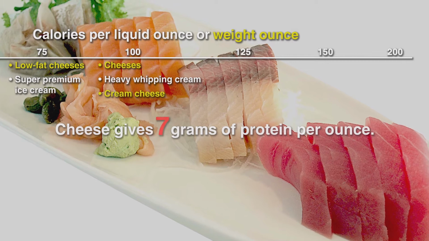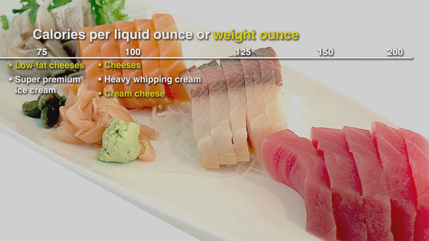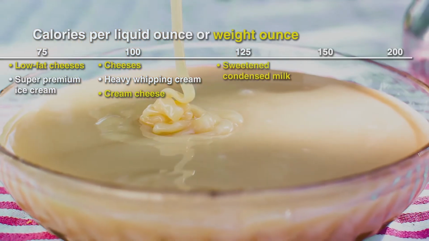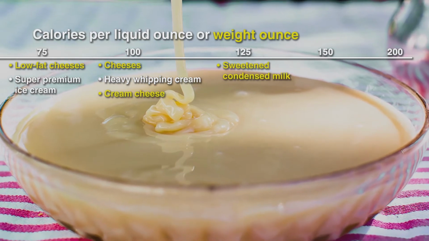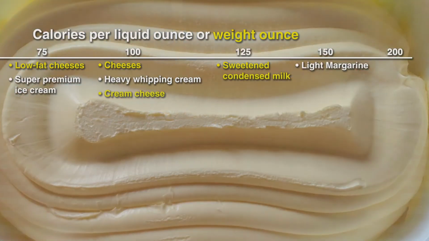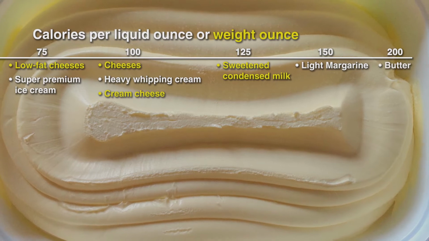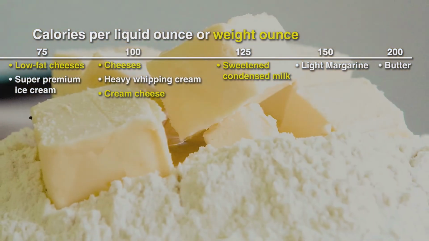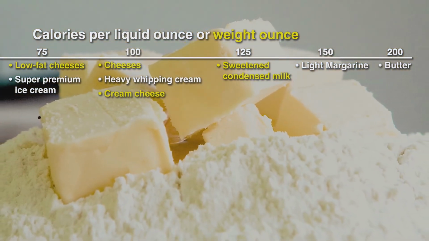It simply is a fairly high-calorie, good source of protein, compared to water-packed tuna or whitefish at 35 calories per ounce. The only dairy items with higher calories than cheese are sweetened condensed milk at 125 calories per ounce, light margarine at 150 calories per ounce, and butter at 200 calories per ounce. I decided years ago that I was not going to eat many of these items.